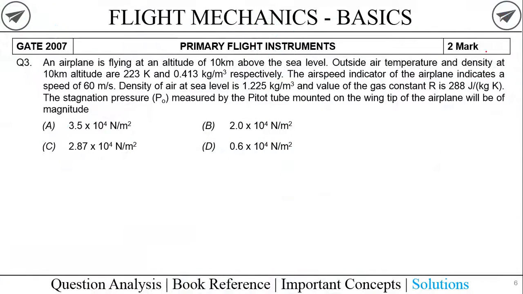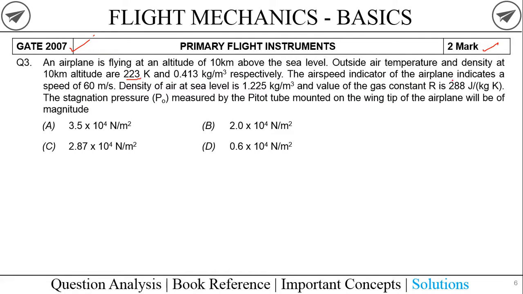Now dropping into the 2 mark question. This is a 2 mark question asked in the year 2007. Reading out the question: an airplane is flying at an altitude of 10 kilometers above sea level. Outside air temperature and density at 10 kilometer altitude are 223 Kelvin and 0.413 kilogram per meter cube respectively.